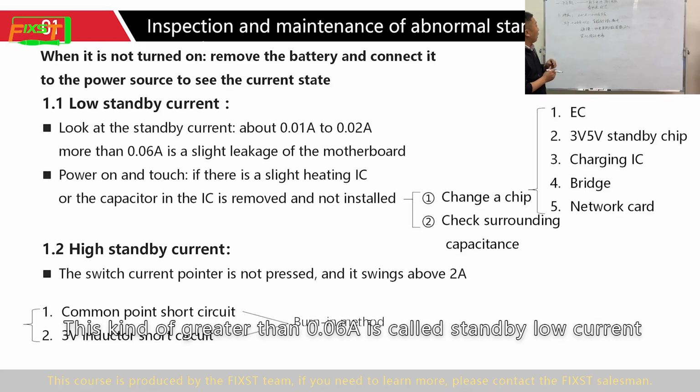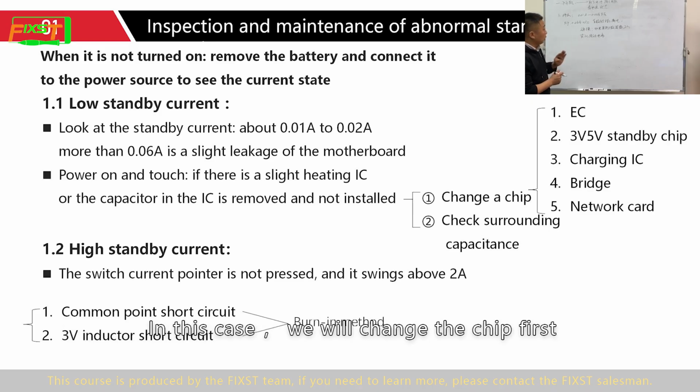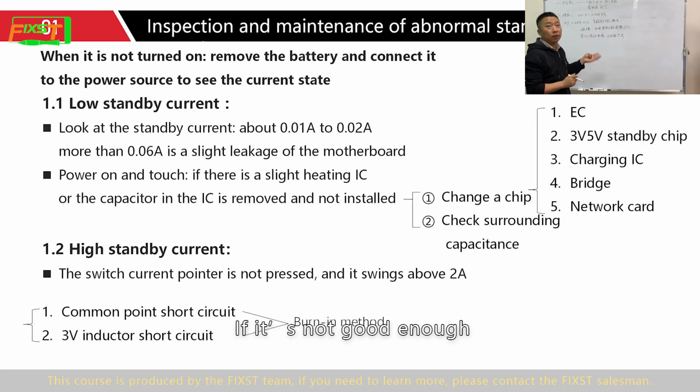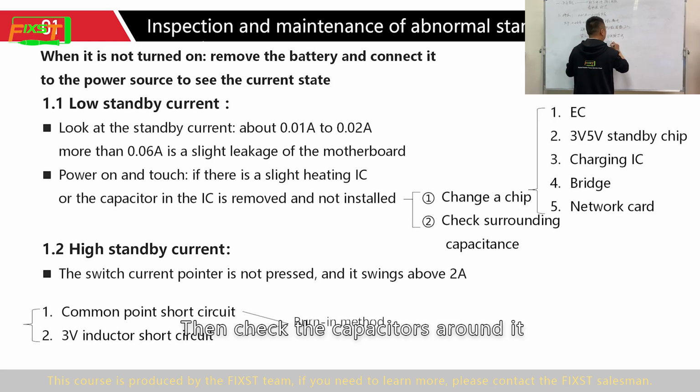This kind of current greater than 0.06 ampere is caused by low current. In this case, we will change the chip first. If we touch which chip gets hot, we will replace it. If it's not good enough, then check the capacitor around it.